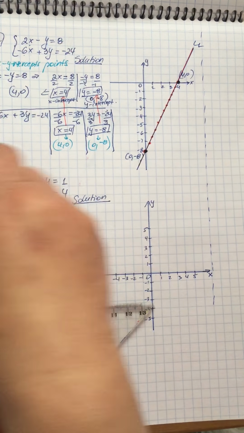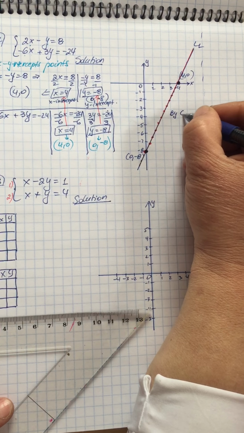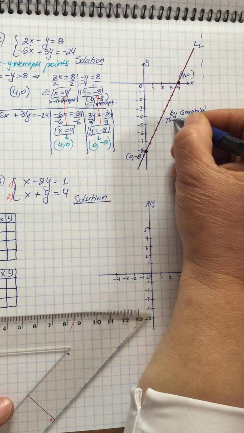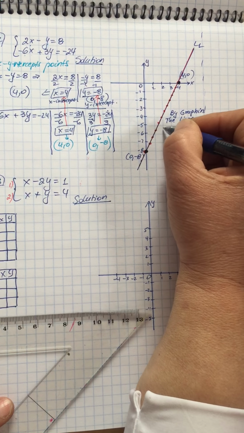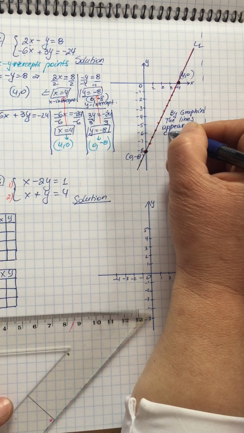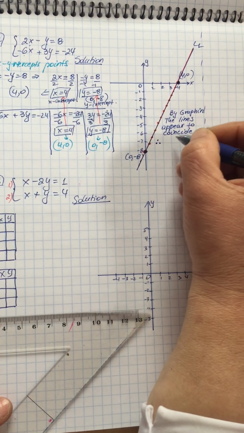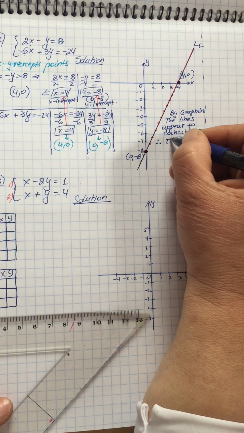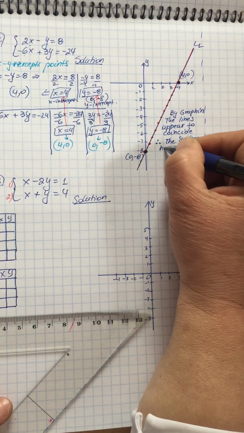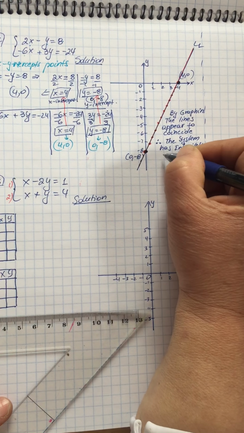So by graphing, the lines appear to coincide. Therefore, the system has infinitely many solutions.